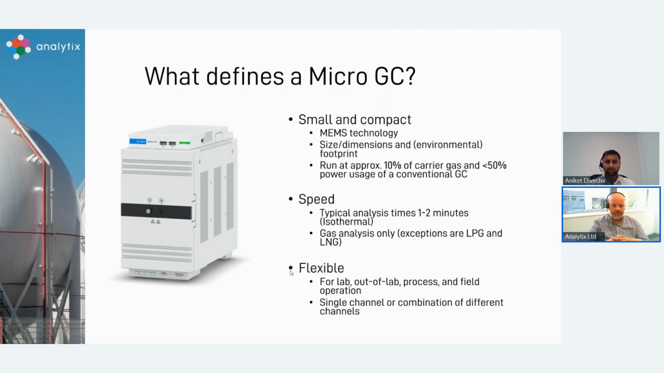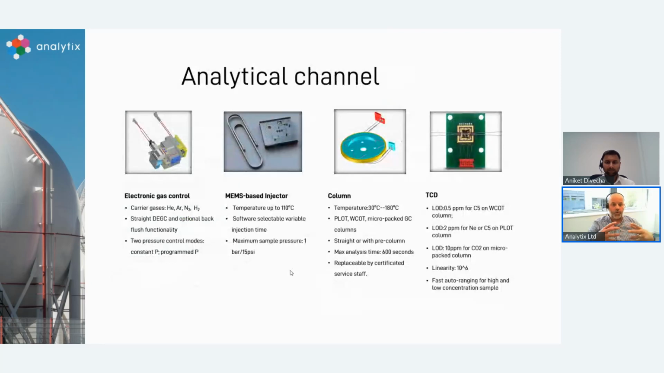And also there are different combinations that we can do, which we're going to have a little look into, where essentially we can build channels into the system. So anywhere between 1 and 4 and any combination of these channels that we wish. Now, the channel is really the core component of the Micro GC. So it's made up of 4 areas. So the first one is the electronic gas control. So this part controls the flow of the carrier gas.